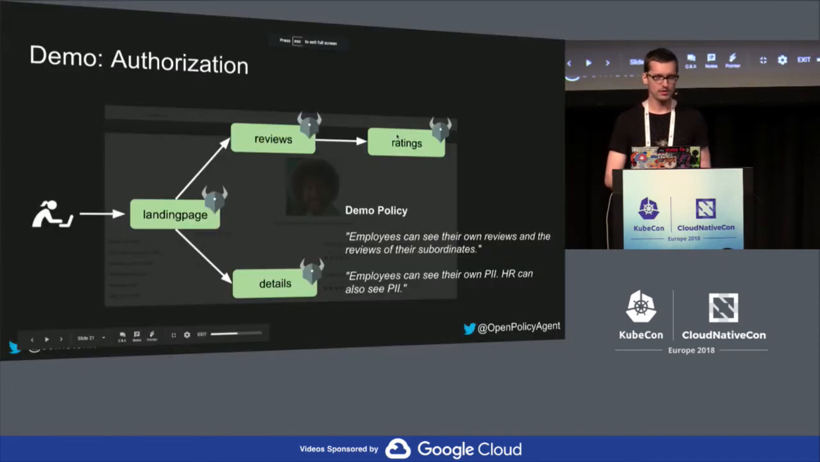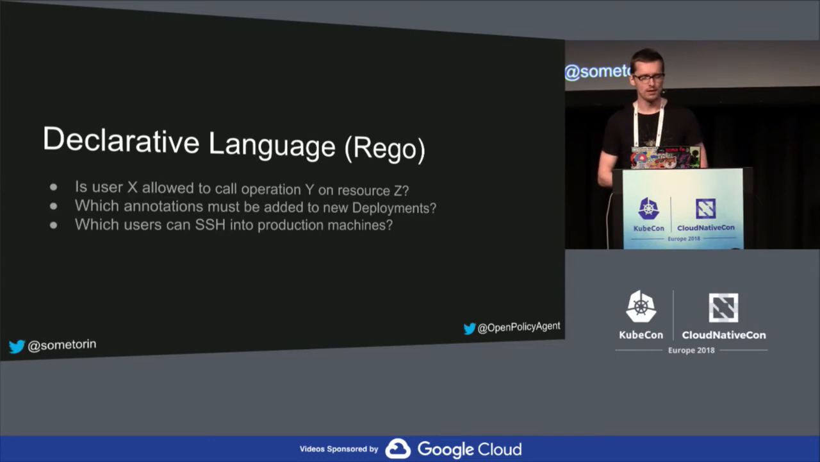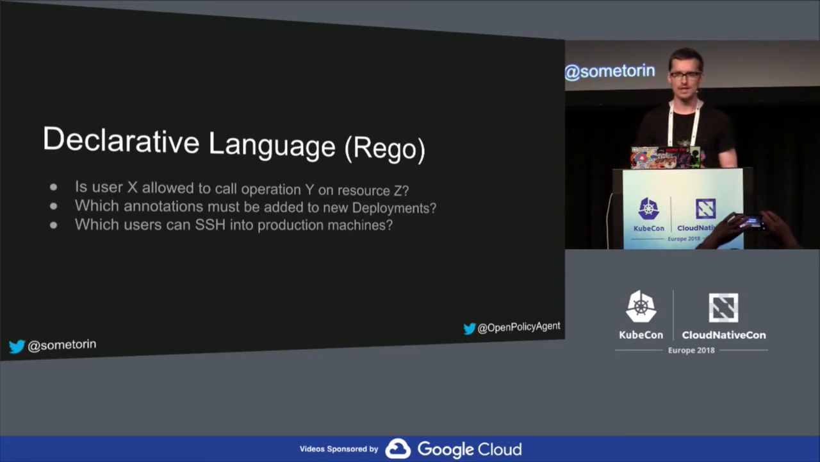So what I want to do now is take a look at OPA's policy language, because that's the core thing that it provides to you as a user of the project. So the language is this high-level declarative language, and we call it Rego. And it's designed so that you can answer questions like, should this user be allowed to do this operation on this resource? Or what annotations need to be added to new Kubernetes deployments when they're created? Or which users can SSH into production machines, and so on.